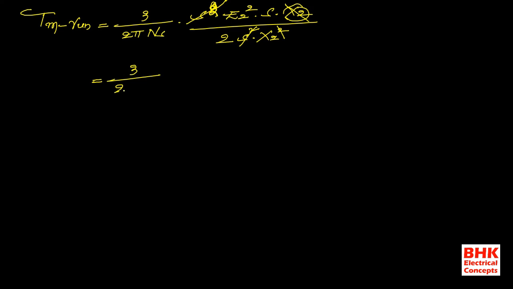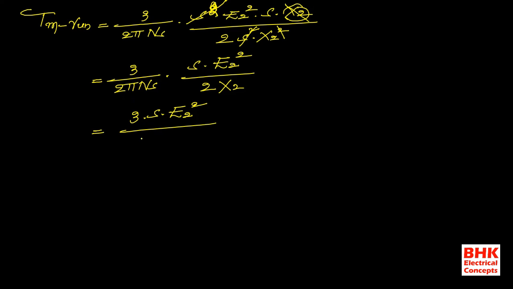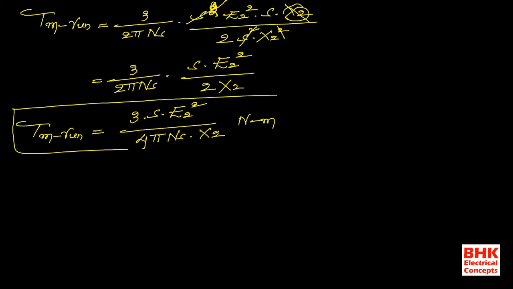these you will get 3 divided by 2 pi ns into s into e2 square divided by 2x2. So from this we are getting 3 into s into e2 square divided by 4 pi into ns into x2. Okay, so this is the maximum running torque expression, and the unit of torque is Newton meters. Clear? So this is the maximum running torque.